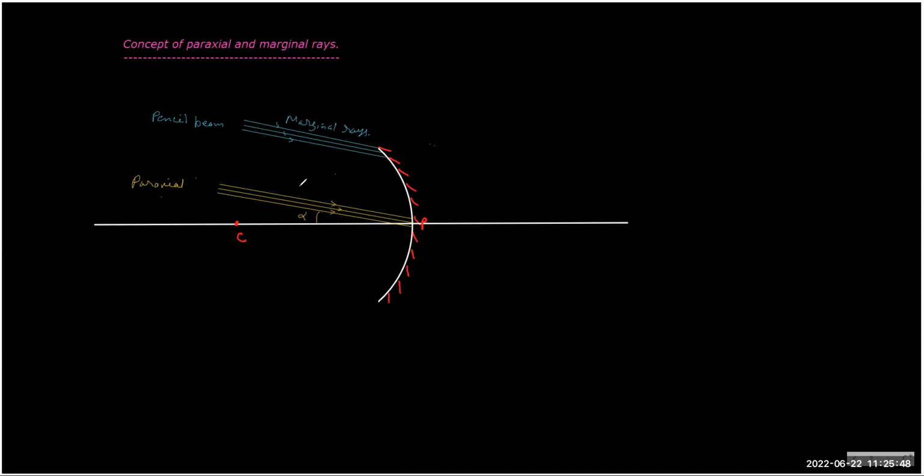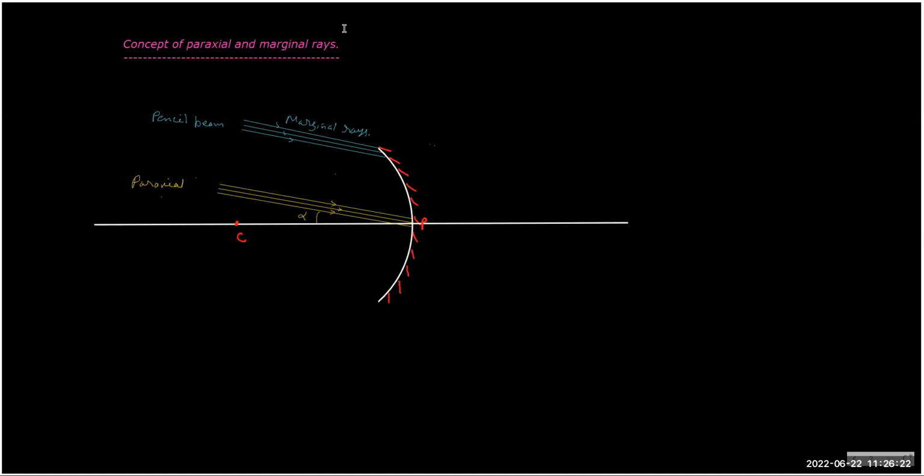Now, it doesn't mean that the rays will be paraxial. A distant object will give you a parallel beam, but the beam can be marginal also, the beam can be paraxial also. What is marginal? Marginal means something which hits the mirror away from the principal axis, at the edge, the end part of the mirror. And paraxial? Paraxial is close to the principal axis.